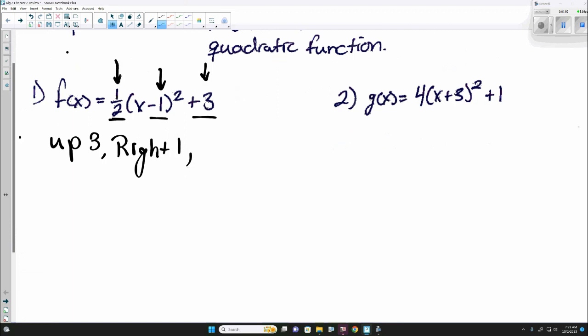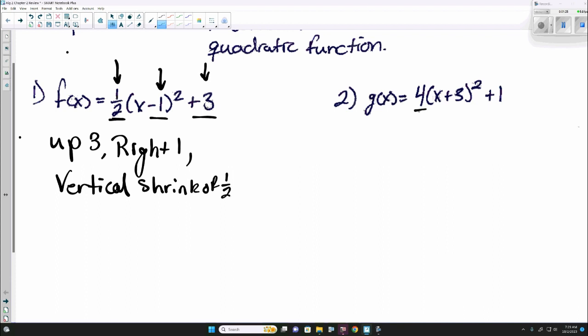And the last one, the number multiplied in front, if it's positive, in this case it is 1/2, tells us it's a vertical shrink of 1/2. Because if it had been greater than 1, it's a stretch. If it's between 0 and 1, it's a shrink. And that's all for that one there.